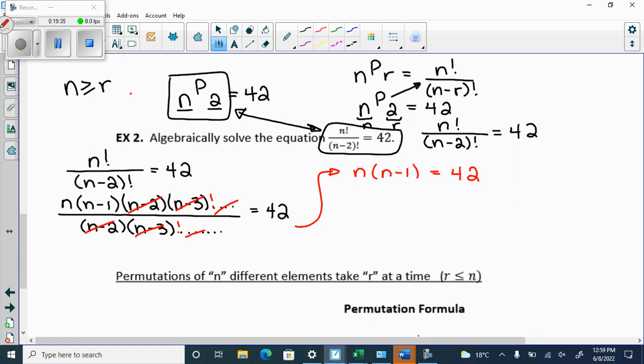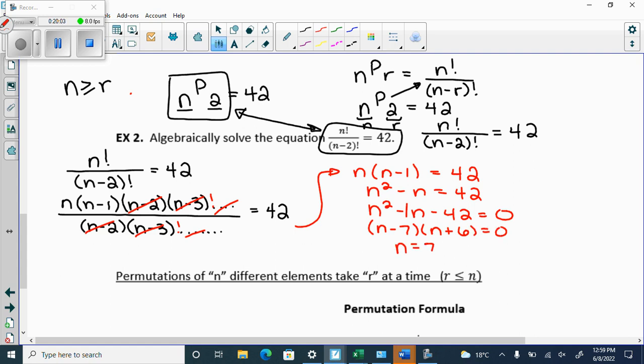What do you think we do next? Distribute, yep. N squared minus n equals 42. Grade 11, what do we do when we have a squared? Get it equal to 0. Then factor, yeah. N squared minus n minus 42 equals 0. What multiplies to give me negative 42 and adds to give me negative 1? N minus 7, n plus 6. And my two answers are n equals 7 and n equals negative 6.